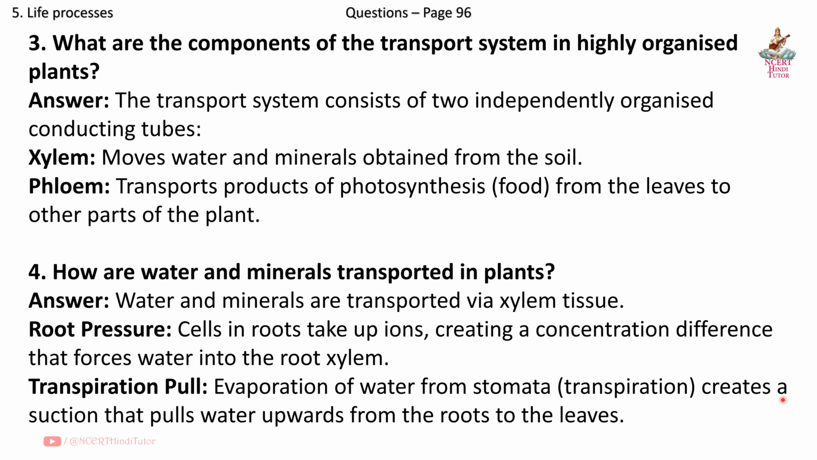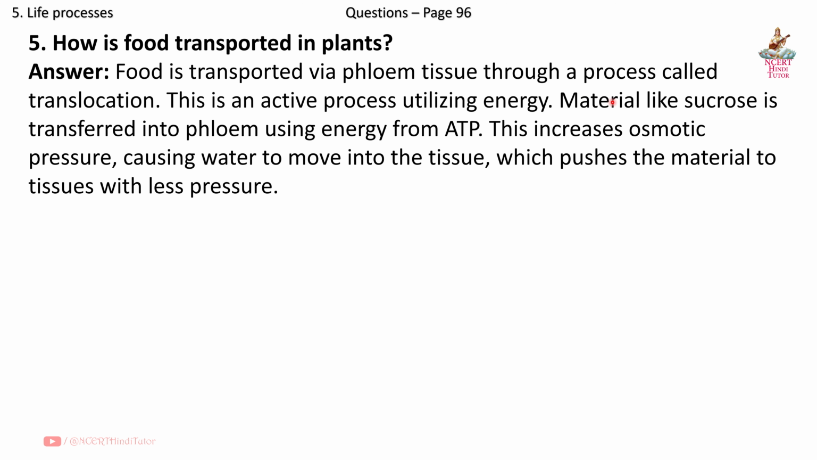Question 5. How is food transported in plants? Answer. Food is transported via phloem tissue through a process called translocation. This is an active process utilizing energy. Material like sucrose is transferred into phloem using energy from ATP. This increases osmotic pressure, causing water to move into the tissue, which pushes the material to the tissues with less pressure. And friends, full form of ATP is adenosine triphosphate.